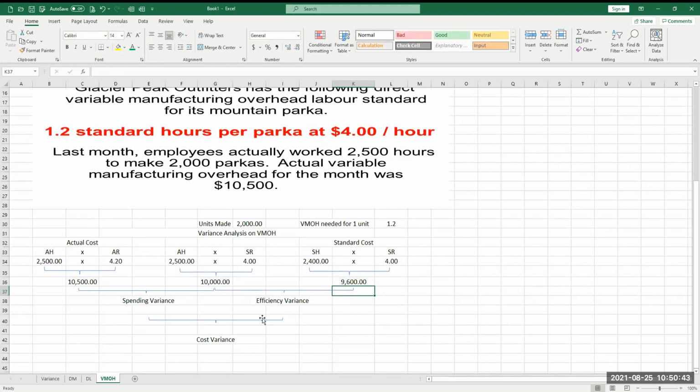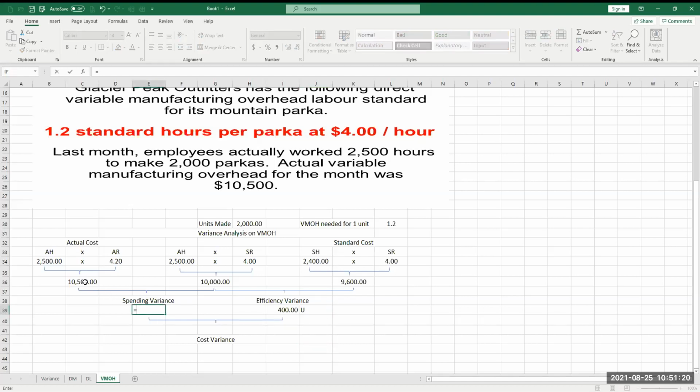Now, can I calculate my efficiency variance? That will be the 10,000 minus 9,600. So based on my standards, I'm supposed to spend 2,400 hours to produce 2,000 units at $4 per hour, but I'm spending 2,500 hours. So what kind of variance is this? Positive or negative? Favorable or unfavorable? Unfavorable. Okay, good.